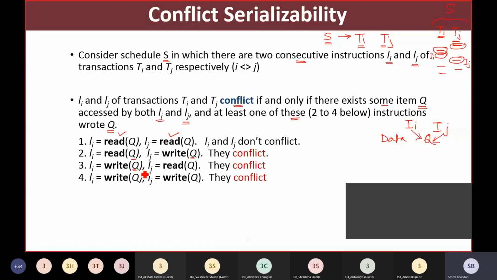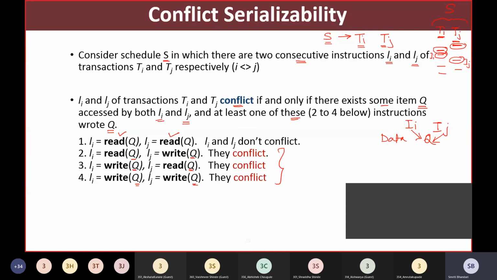So if both are reading the same data item, then there is no conflict. But if II is reading and IJ is writing the same element Q, or II is writing Q and IJ is reading Q, or both are writing the same element Q, then in all these situations one of the instructions is a write instruction, right? And both are accessing the same data element. Then we say that these two instructions II and IJ conflict with one another.